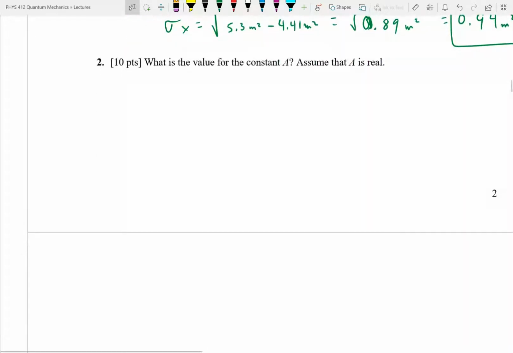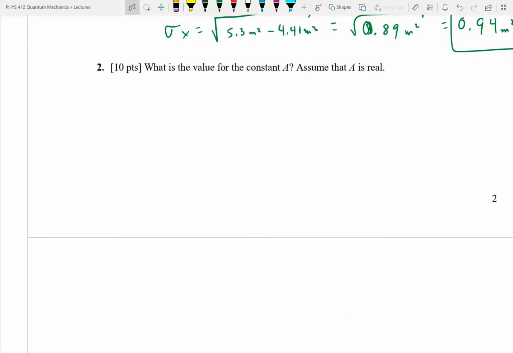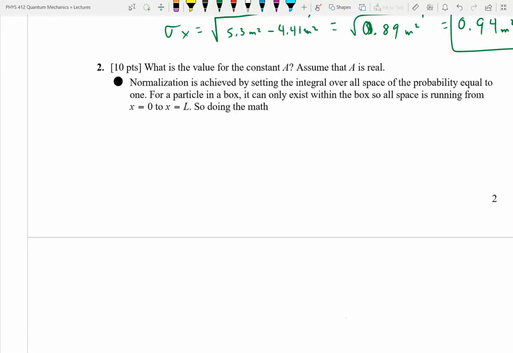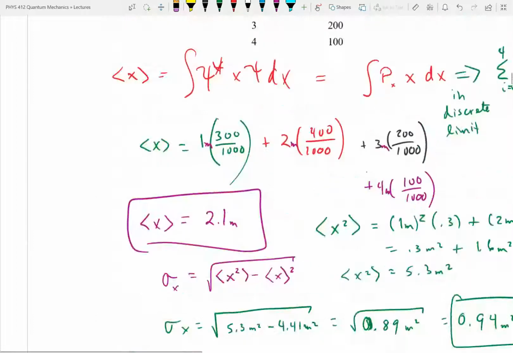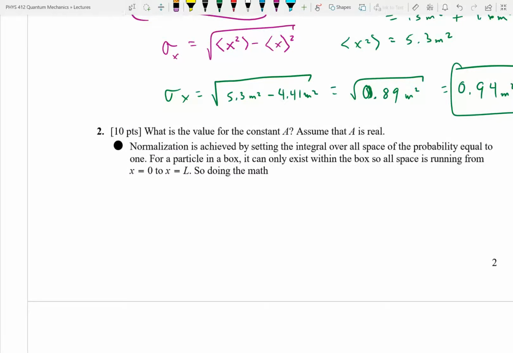Okay, what is the value for the constant A? Assume A is real. You know what I'm going to have to do? Erase this stuff because there's got to be something that I'm missing here. I'm not sure what happened here.